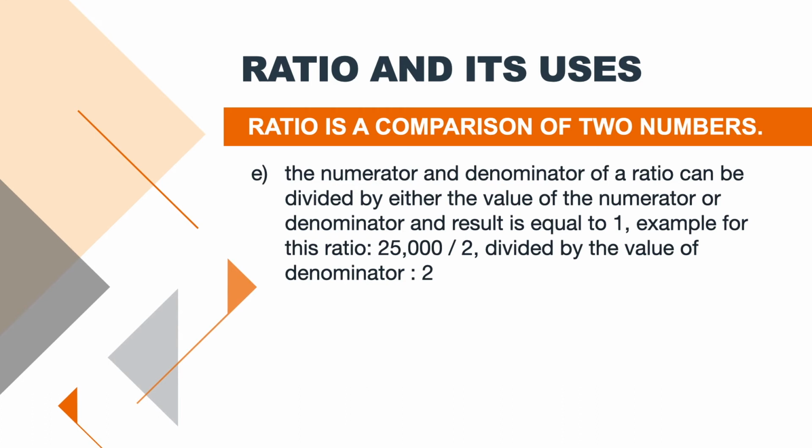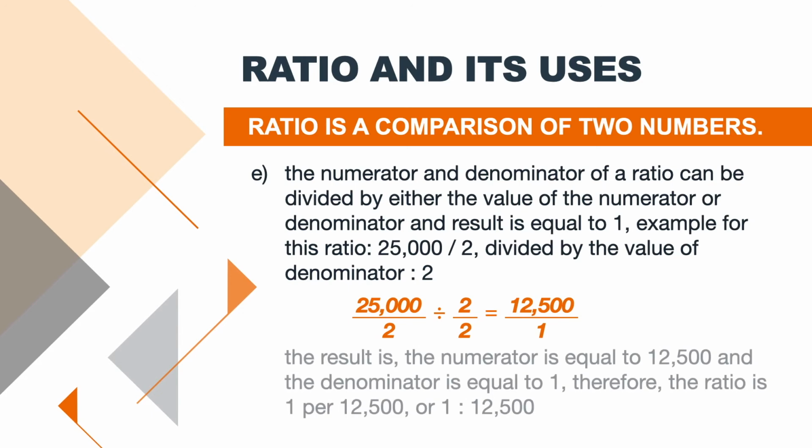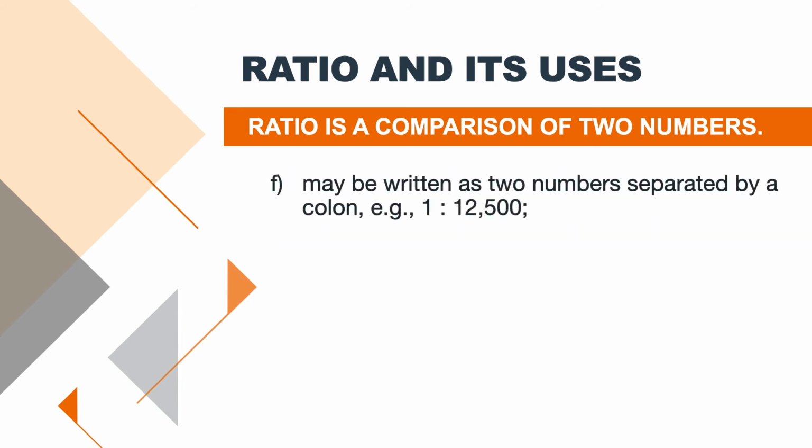The numerator and denominator of a ratio can be divided by either the value of the numerator or denominator, so that the result is equal to 1. Example for this ratio is 25,000 over 2, divided by the value of the denominator 2. The ratio 25,000 over 2 divided by 2 over 2 is equal to 12,500 over 1. The result is, the numerator is equal to 12,500 and the denominator is equal to 1, therefore, the ratio is 1 per 12,500. The measure may be written as two numbers separated by a colon, 1 is to 12,500.